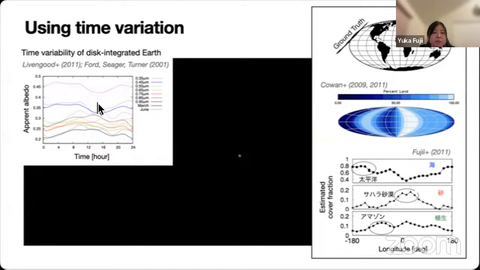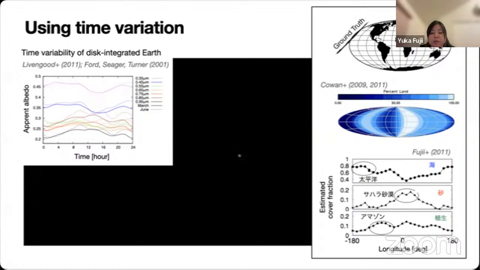So different colors correspond to different wavelengths. Such patterns, according to rotation, could allow us to recover the rough longitudinal map of Earth's surface compositions. And that was demonstrated by these papers. And comparing to the actual surface of the Earth, the map of the red color, or this color, can represent the original ground truth of the Earth's surface.